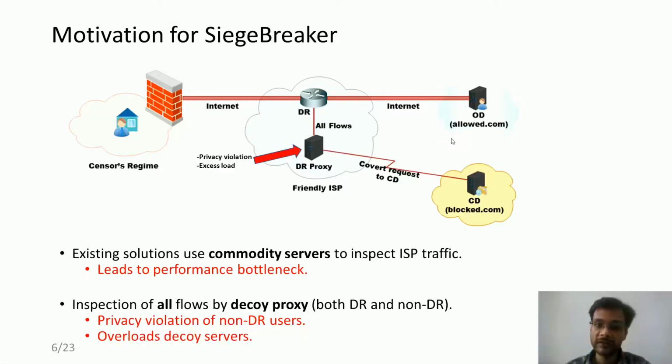Moreover, all the traffic that is traversing through this router will now be inspected by this DR proxy. This, as I mentioned earlier, can be a privacy invasion for non-decoy routing flows, because the ISP is allowed to access the content which the client is accessing. However, third-party maintainers such as decoy routing maintainers should not be allowed to do so.